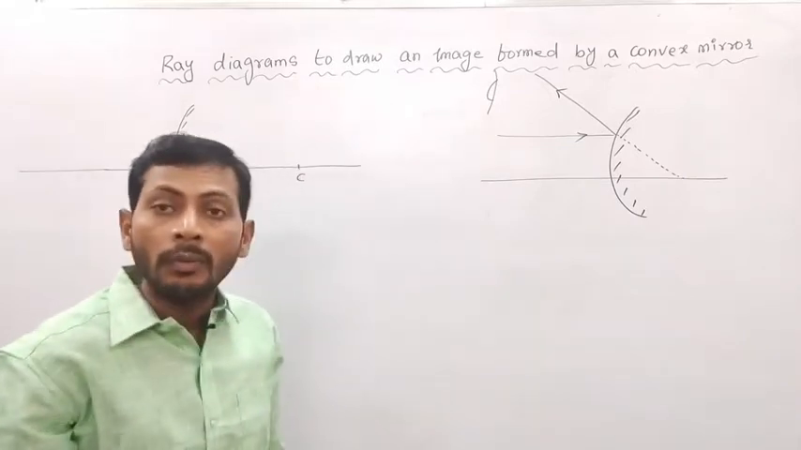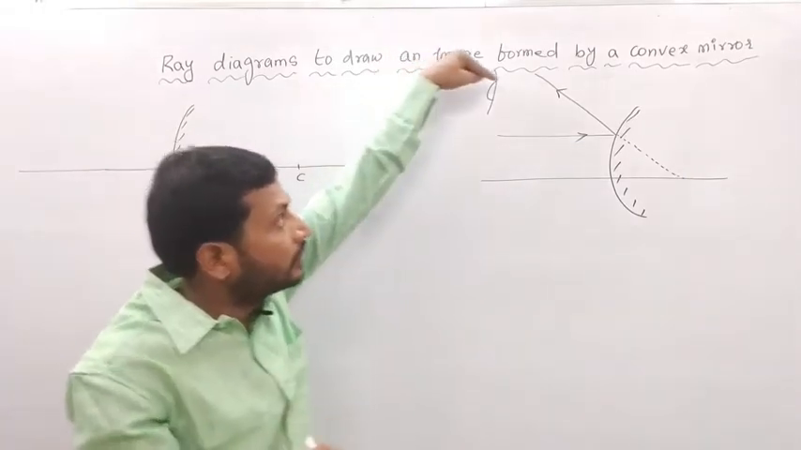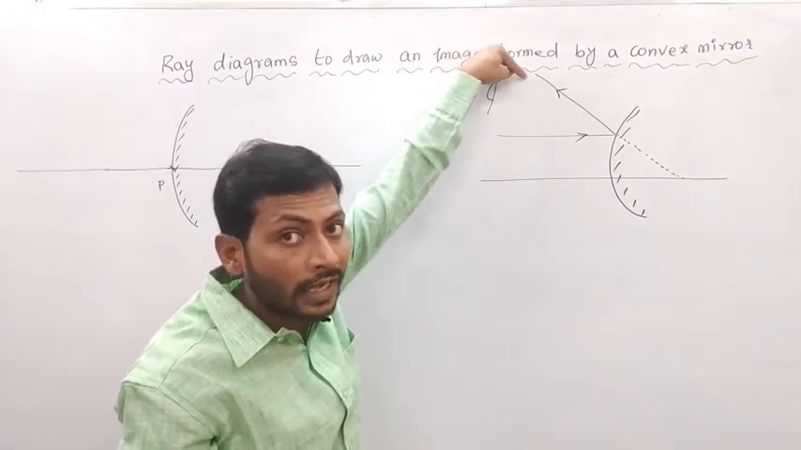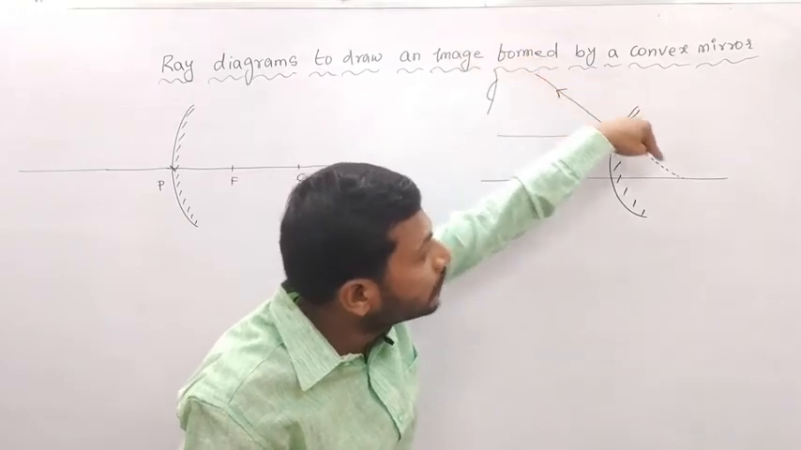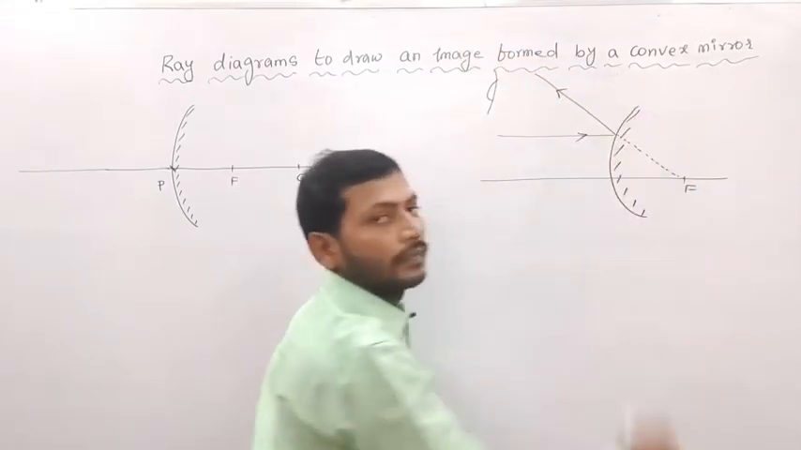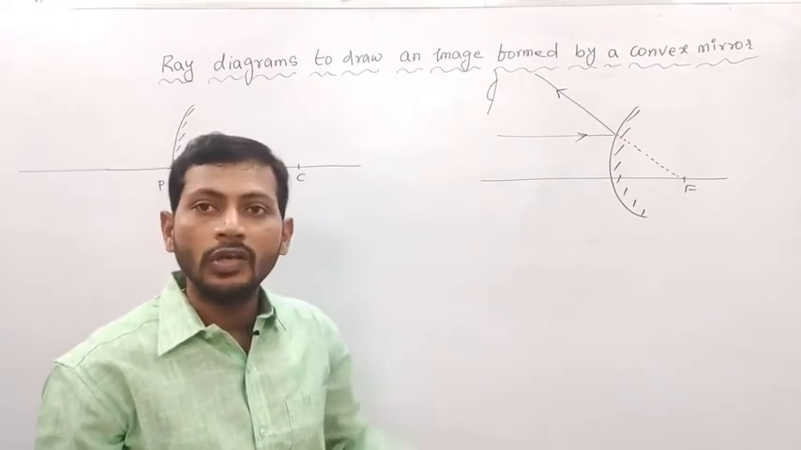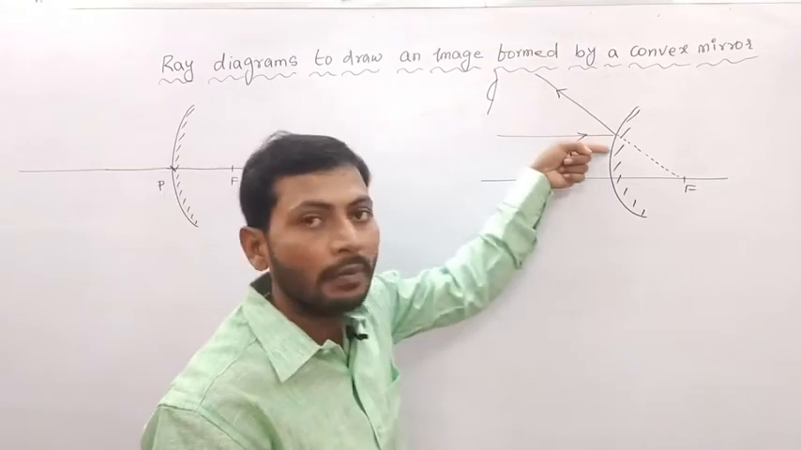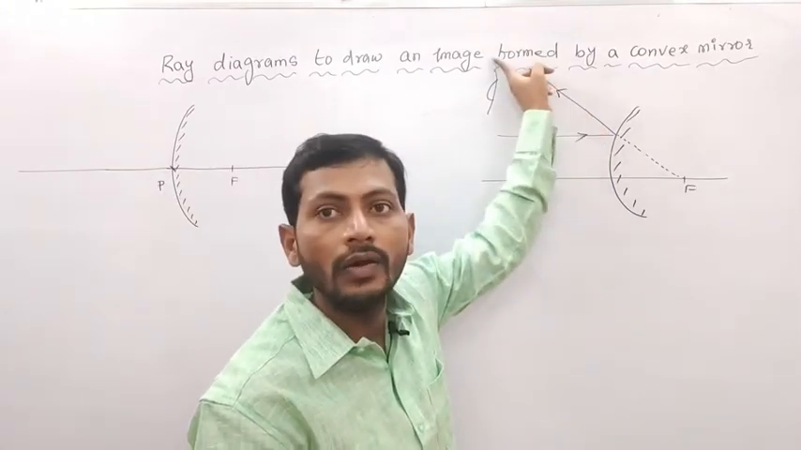Already I told you about retracing the rays. When you see the reflected rays, you feel that this ray is coming from this location. This location is nothing but the focus. Then is it following the rules, or 100% following the rule? When the ray is coming parallel to the principal axis, the reflected ray passes through the focus.